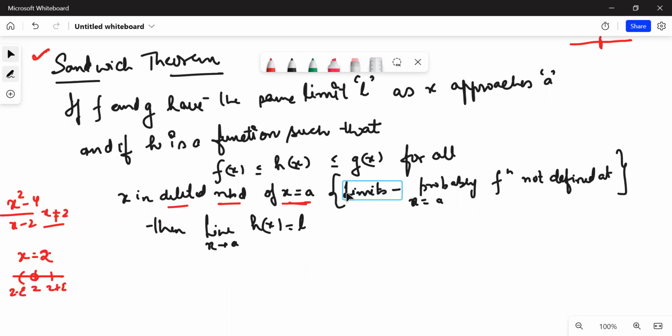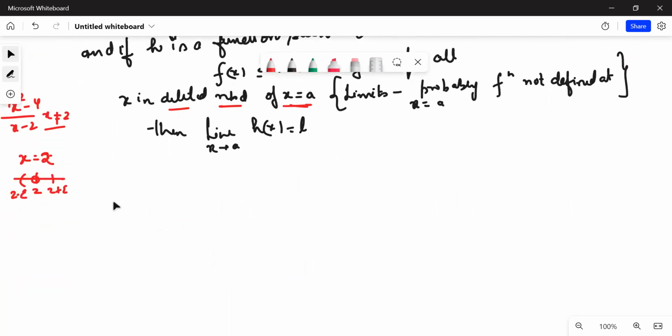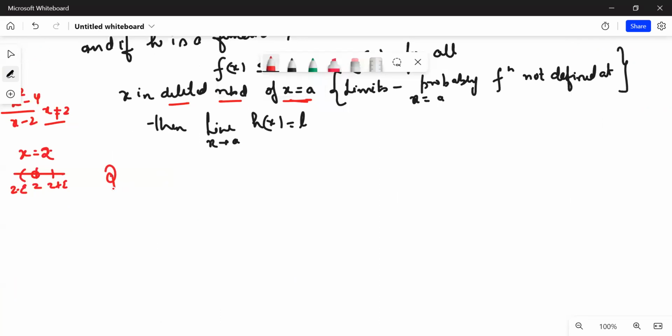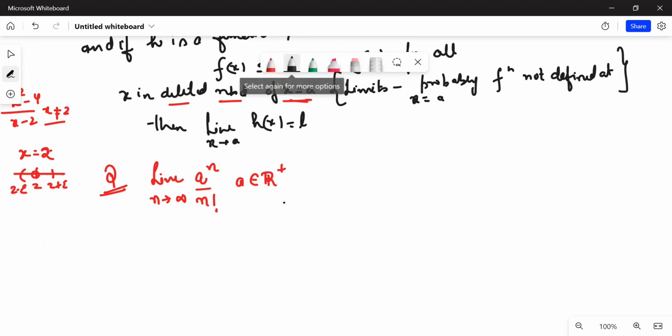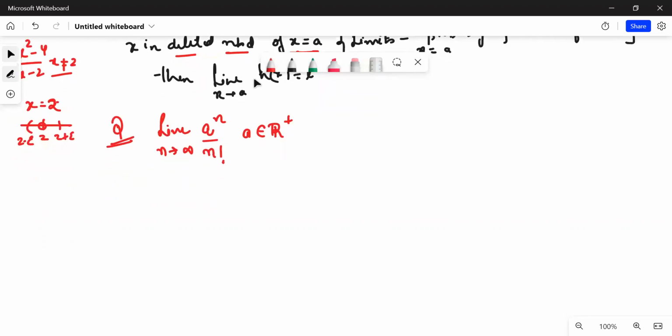Let us do one question. If I correctly remember, the last question that I gave you was this. Let us understand this concept with this example. The question that I gave you was: the limit as n tends to infinity of a to the power n divided by n factorial, where a belongs to the positive real numbers. Is that clear? This is the question we wanted to discuss in the last class. We ended the last class here.